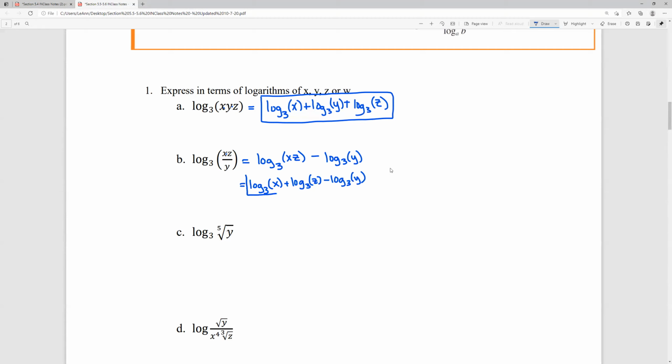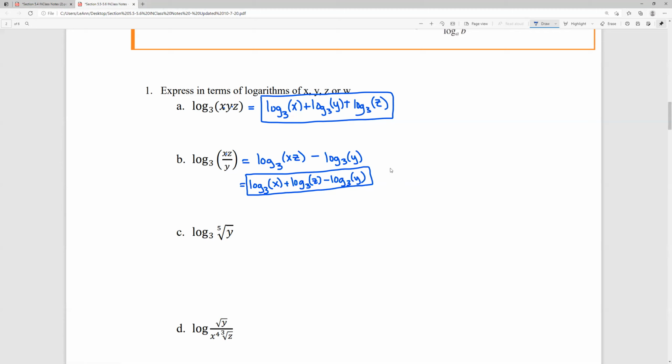Notice each argument has the variable to the first power. And if you check these, remember, any piece of the argument that came from the top will have a positive in front of the log. Any piece of an argument from a log that has a denominator piece, it'll have a minus in front of it. So that does make sense.